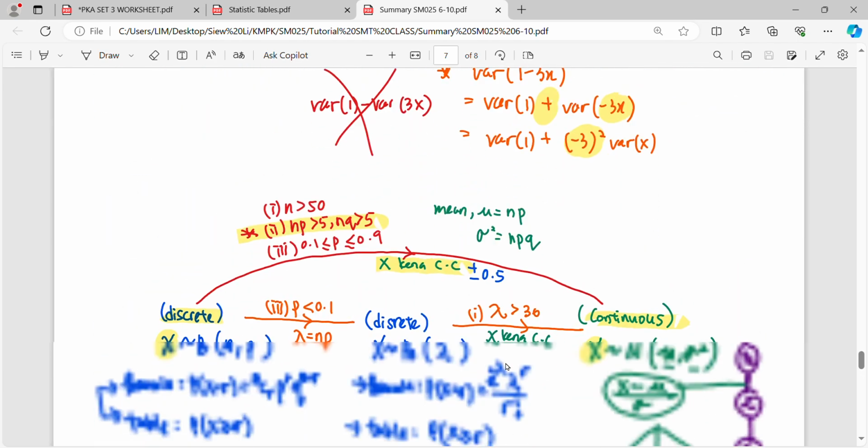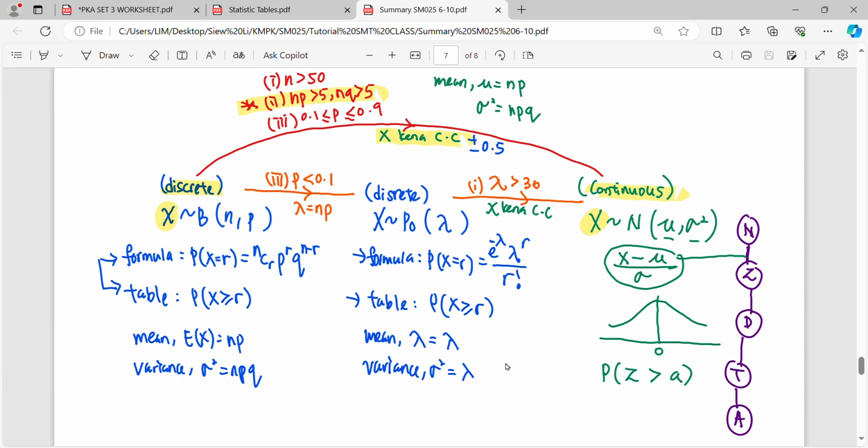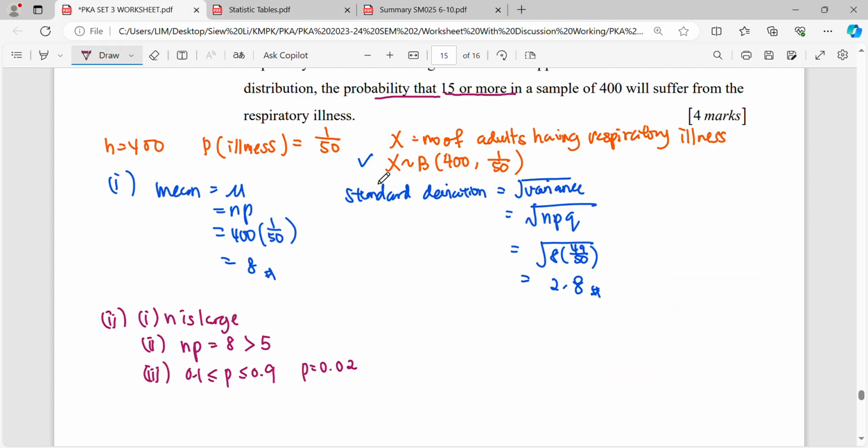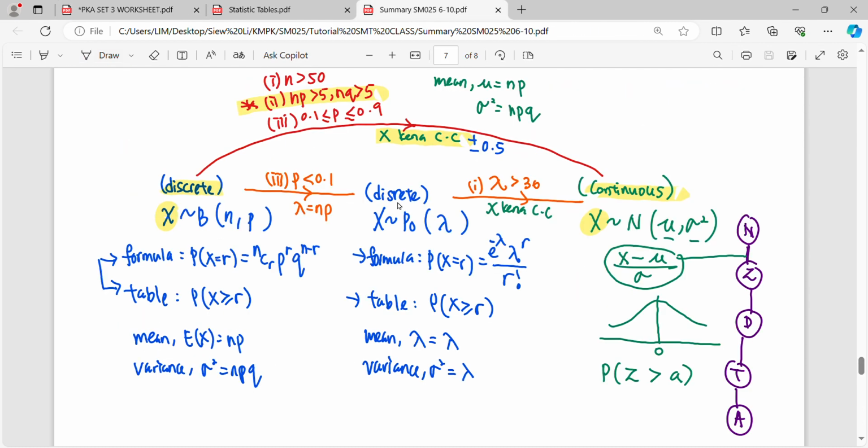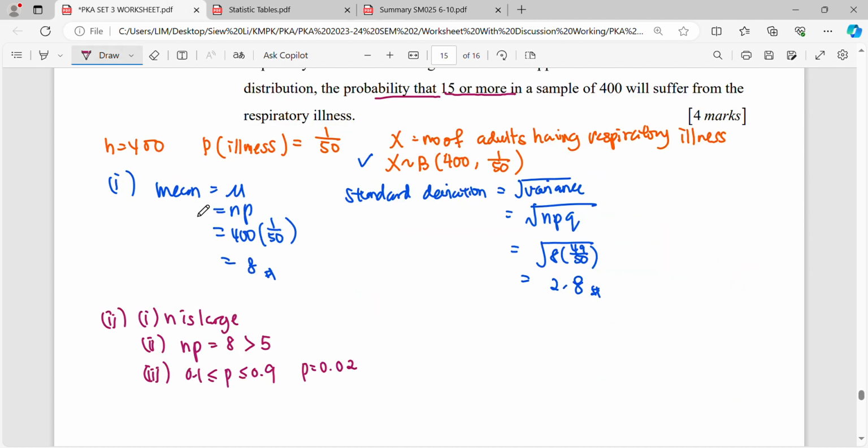Alright, I have given you this summary, right? When we have discrete, our syllabus always changes from discrete binomial to continuous only where p is between 0.1 and 0.9. But today, the question comes with the probability 0.02. So that's why I said before, this question is not suitable to change to normal. It's supposed to change to Poisson, where your mean just now will be your lambda of 8.